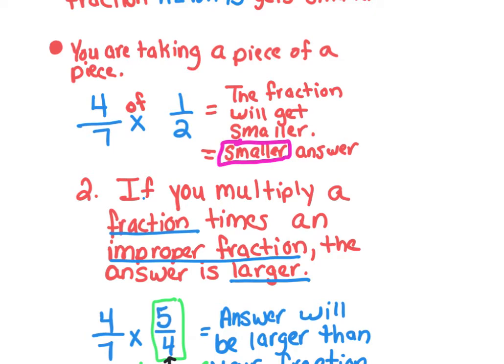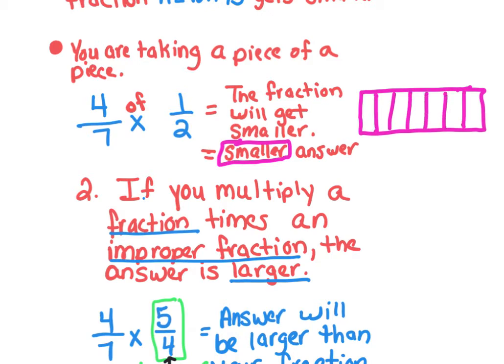Let me demonstrate. If I have 4/7, so let's draw us a rectangle. Split that rectangle with 6 lines. 1, 2, 3, 4, 5, 6. So that's going to give me 7 pieces. I'm going to color in 4 of those. 1, 2, 3, 4. So I have demonstrated 4/7. Okay, this is 4/7. So I want 4/7 of a half, or I want half of 4/7.